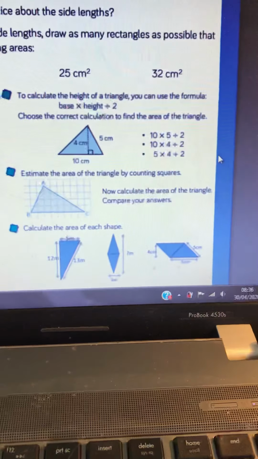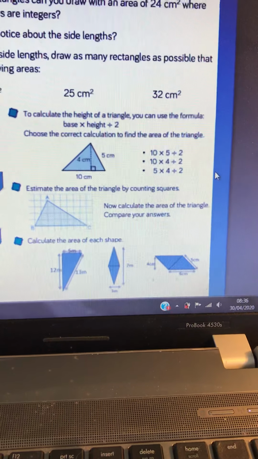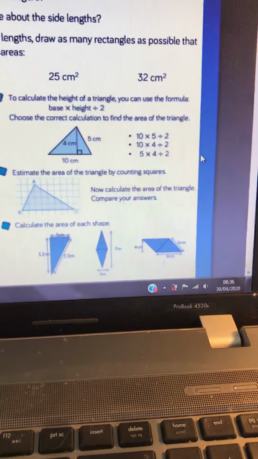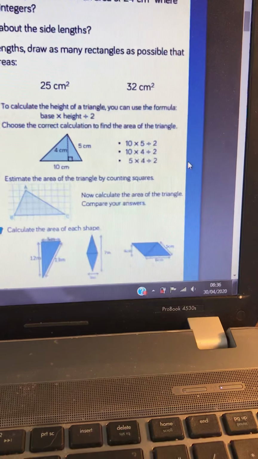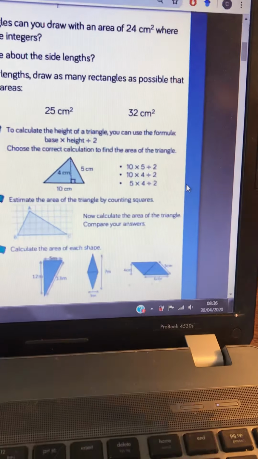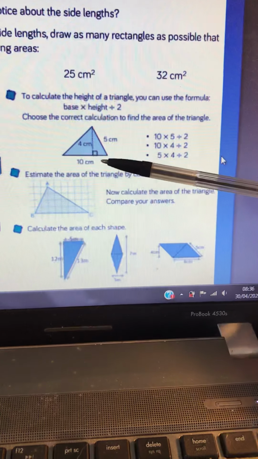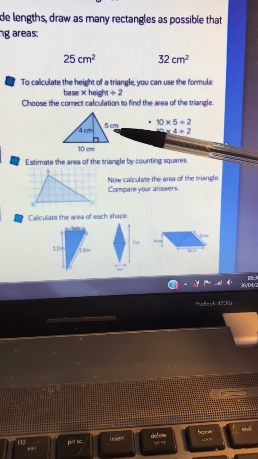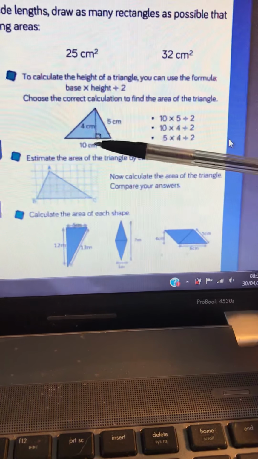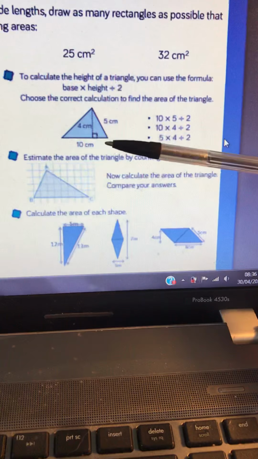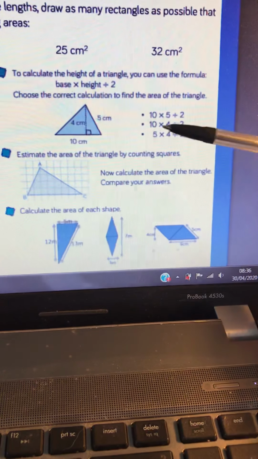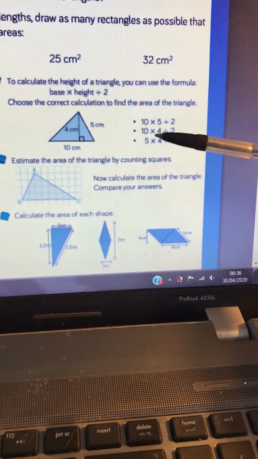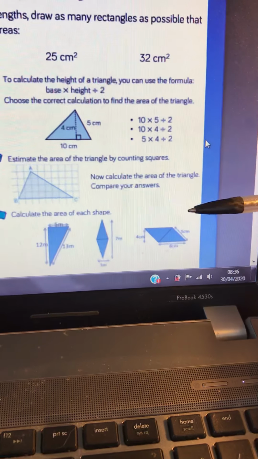We go down now to look at these triangles. So to calculate the height, that should be area of a triangle, by the way. To calculate the area of a triangle, you can use the formula base times height divided by 2. So we've got to choose the correct calculation to find the area of this. So the base of the triangle is 10 centimetres and its height is 4. That 5 is there to confuse us, so we would do 10 times 4 is 40. 40 divided by 2 is 20 centimetres squared. So the area is 20, and it's that second one there, look. 20. Do base 10 times the height of 4 divided by 2.